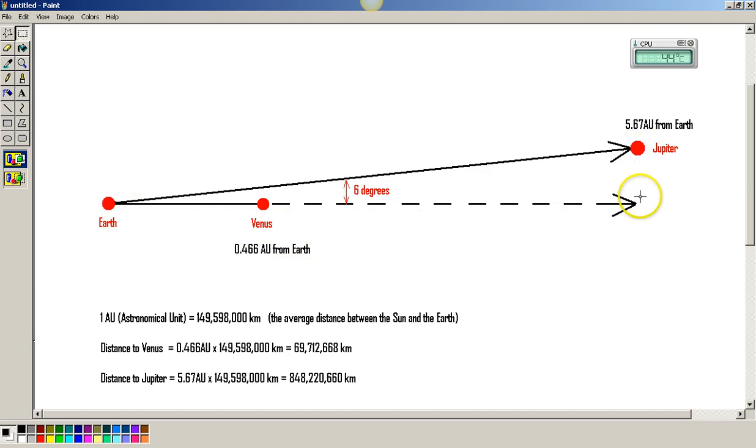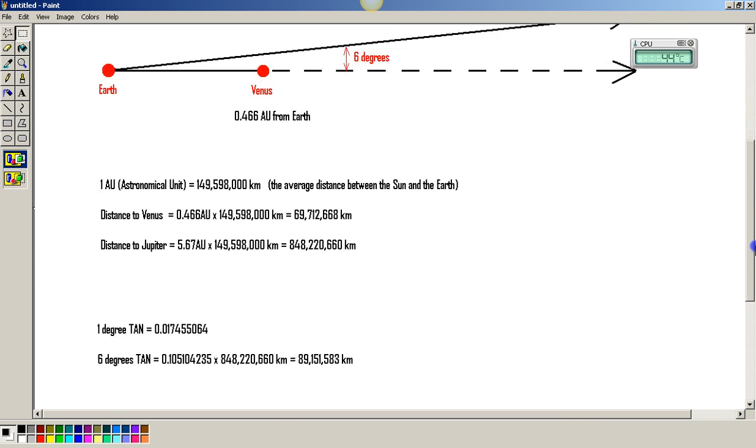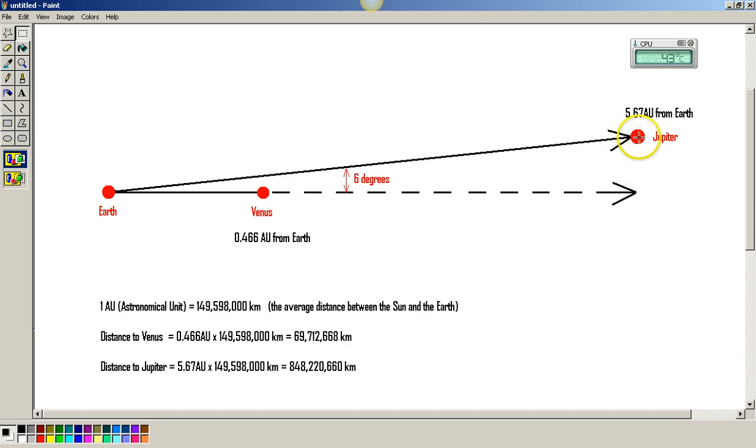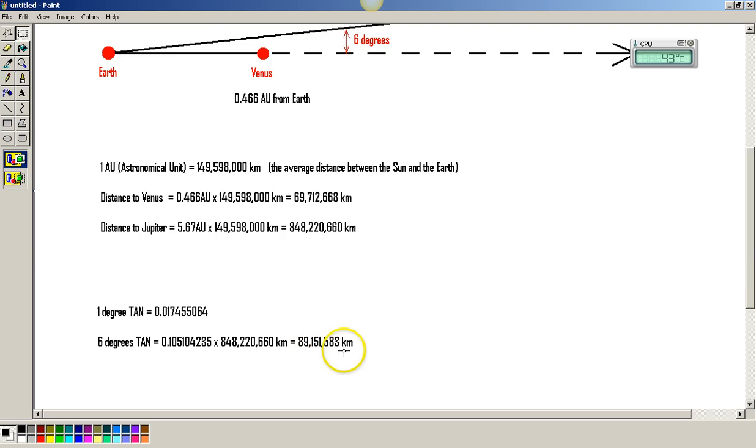So by the time we get out to Jupiter, just how wide is this zone? Using the mathematical function tan, or tangent, we can actually calculate that distance. The tan of 1 degree is 0.017, the tan of 6 degrees is 0.105. Then we multiply that by the distance out to Jupiter, and we find that the width of that zone is 89 million kilometers. So we've got 89 million kilometers between Jupiter out to here, which is the extended line out to Venus, as if we're looking from the Earth out to Jupiter and out to Venus. The width of this zone, the 6 degree zone, is 89 million kilometers.